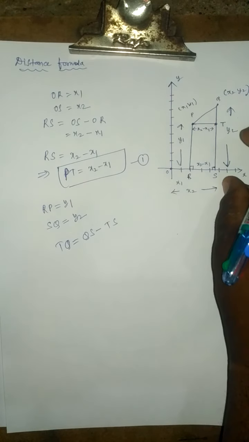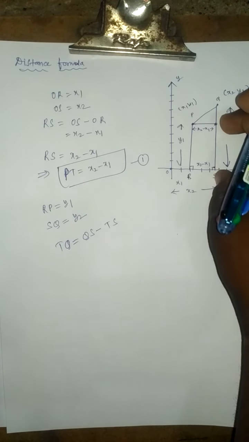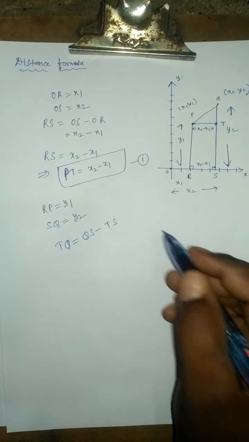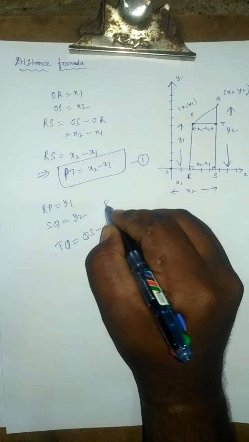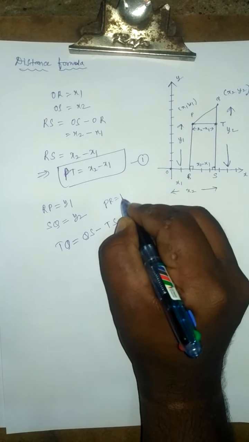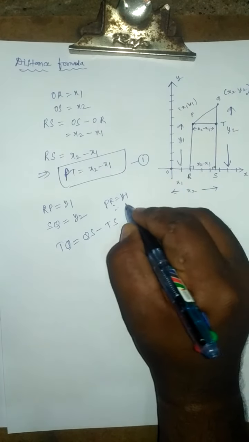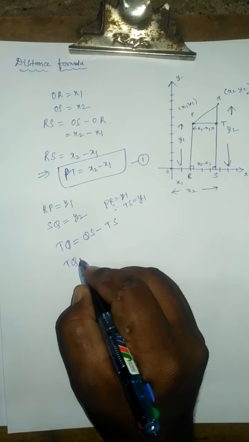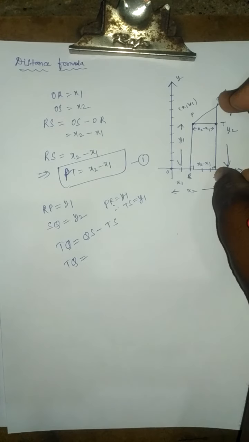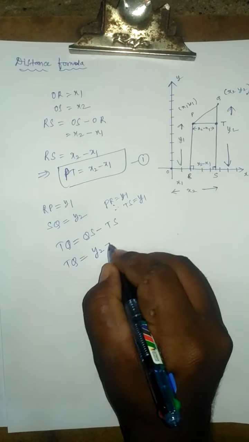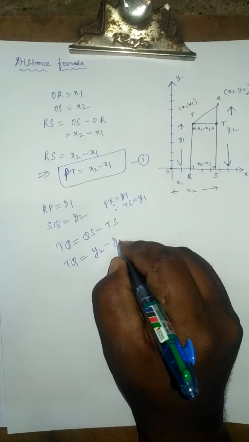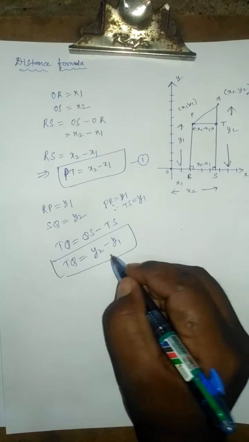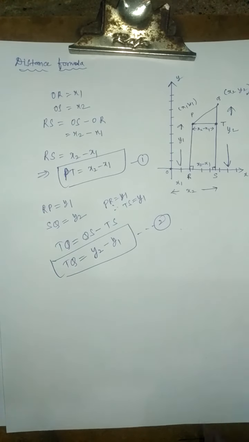Here how to find out TS? TS and PR both are equal. So PR is y1. Therefore TS is also y1. So here TQ that is equal to, total length is y2. I am going to write QS is y2. TS is y1. So the distance TQ is y2 minus y1. This one we have to call as equation number 2.